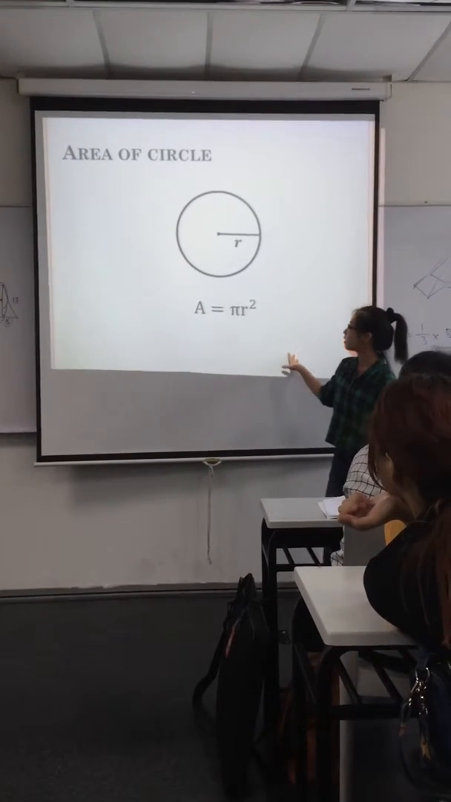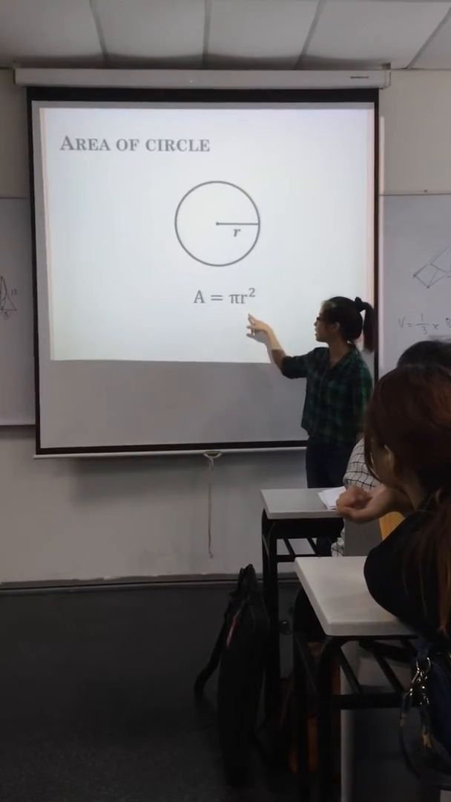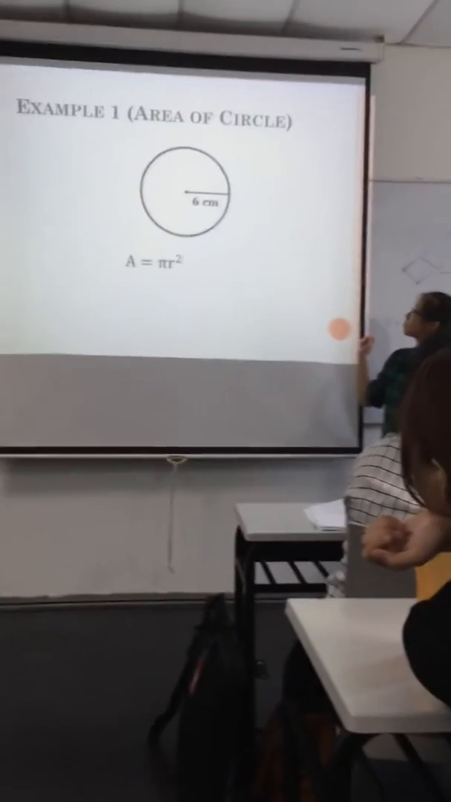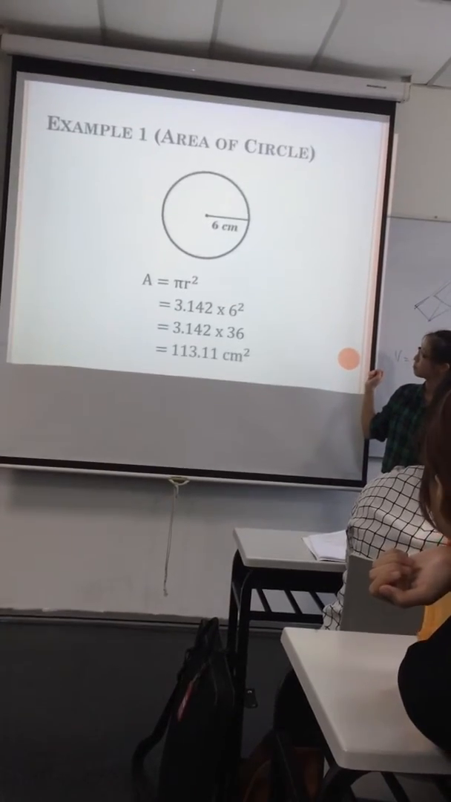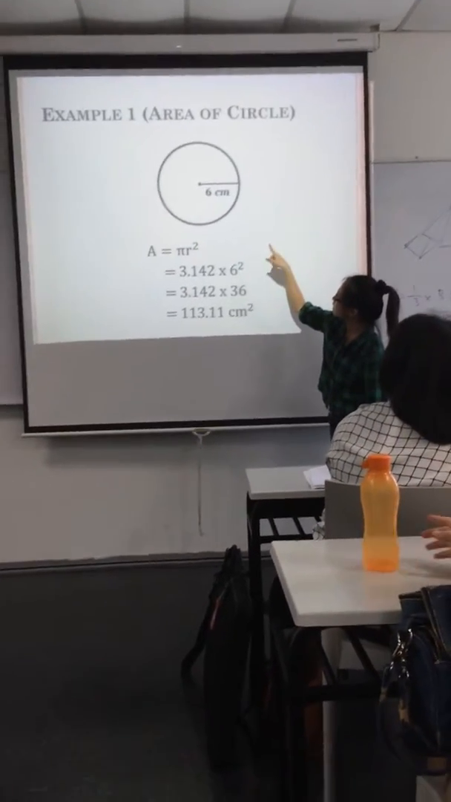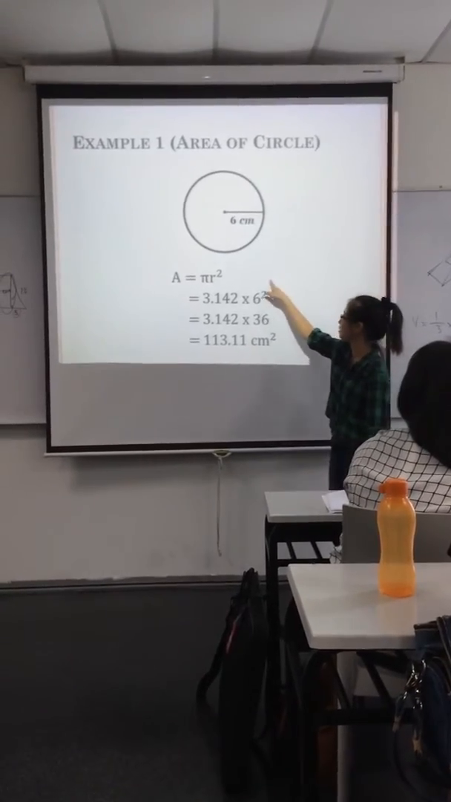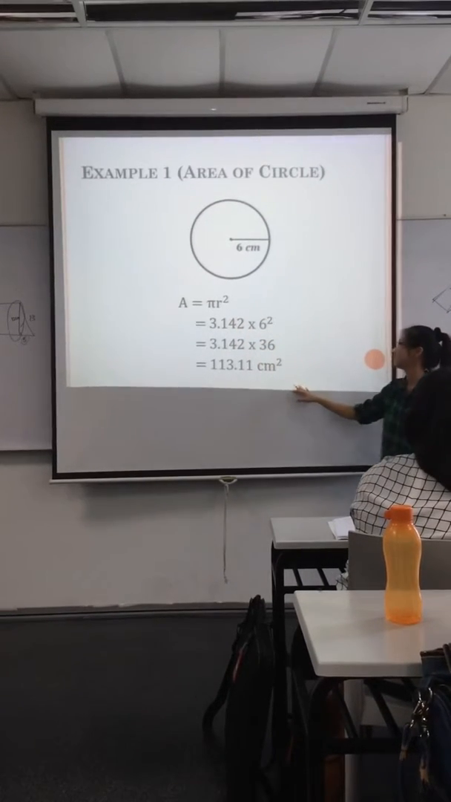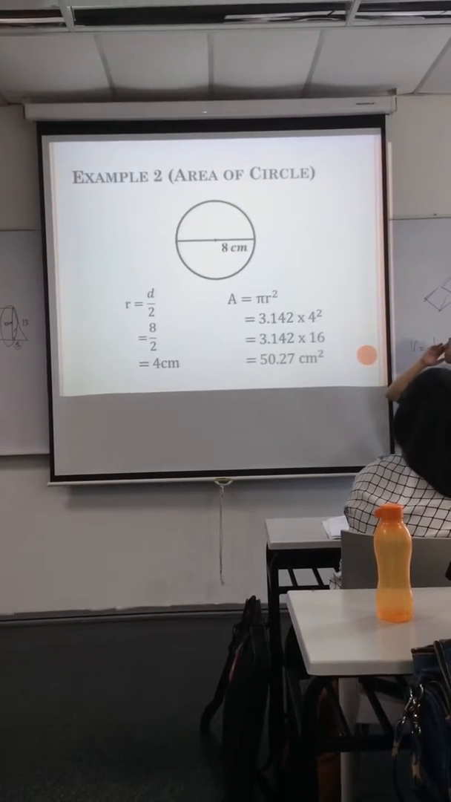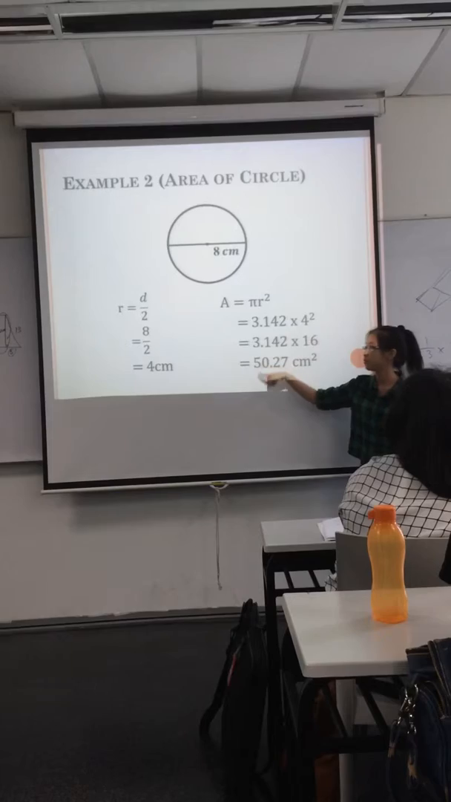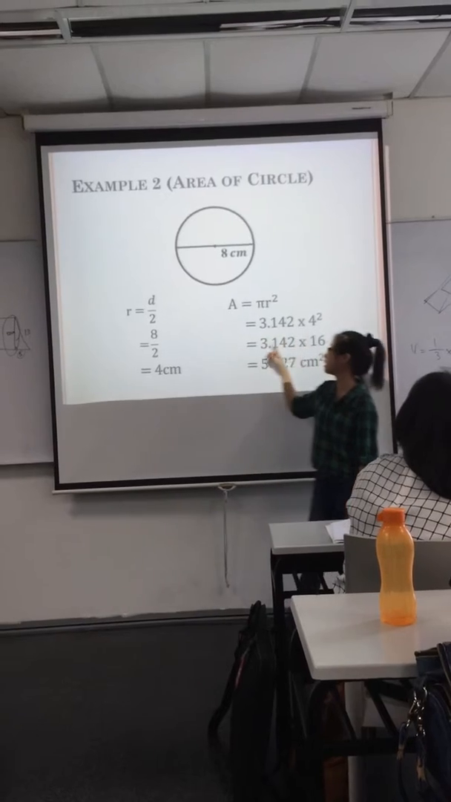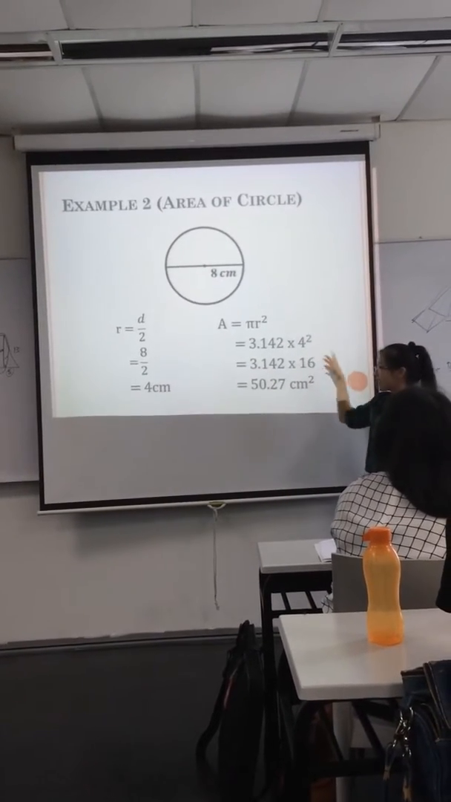Area of circle. There is only one formula for the area of a circle, which is pi r squared. Here's an example. The question gives a 6 cm radius, and we sub into the formula and find the answer. Quite simple. If the question is given diameter, we have to first find the radius. We divide by 2 to find the radius, and sub the info in and find the answer.